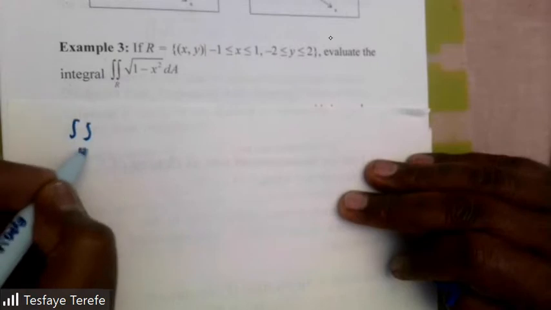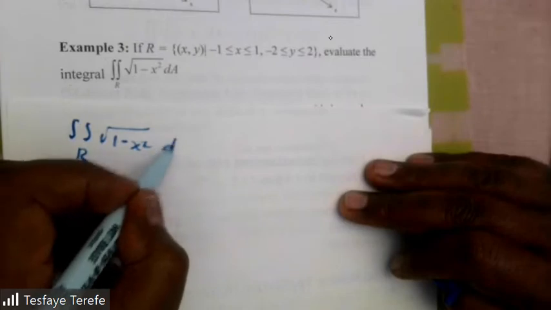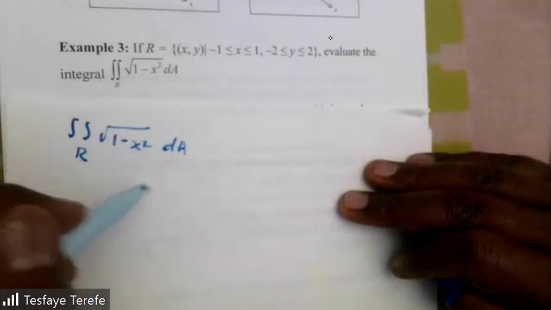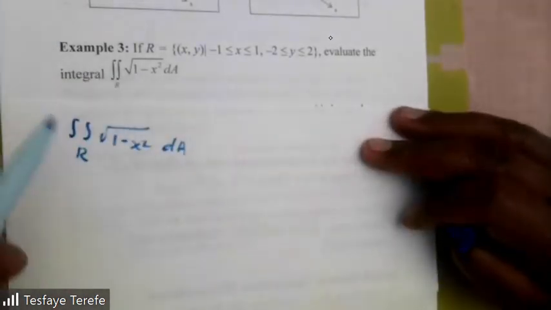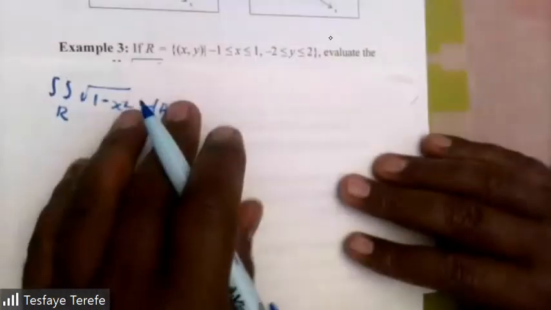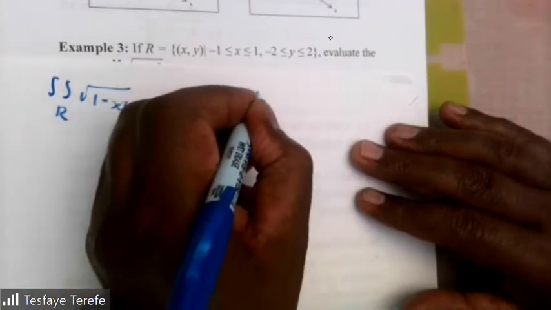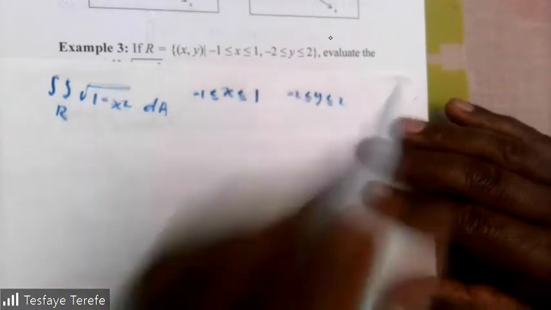What we have is the integral over the region R of the square root of 1 minus x squared dA. This will be the height, and dA we would subdivide and plug in here and add them. To get the exact value that way is impossible. But if we refer to geometry, we might have a good chance. Remember, x is changing between negative 1 and 1, and y is changing between negative 2 and 2.